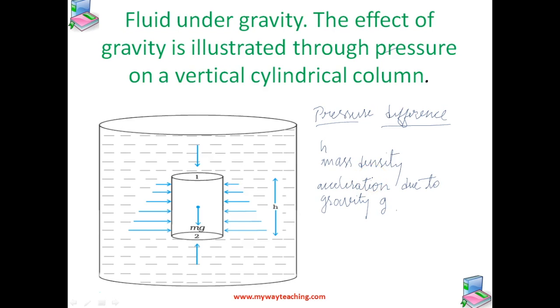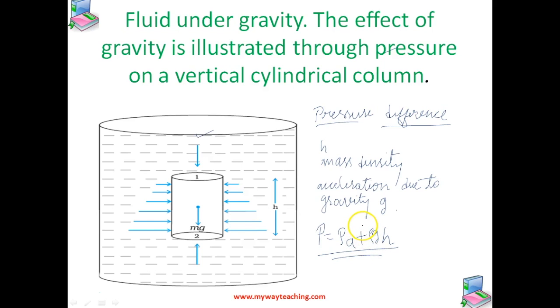If point 1 under discussion is shifted to the top of the fluid, say on the water, which is open to the atmosphere, P1 may be replaced with atmospheric pressure Pa, and we replace P2 by P. Then we can write the equation as P is equal to Pa plus rho g h. This is the new equation.